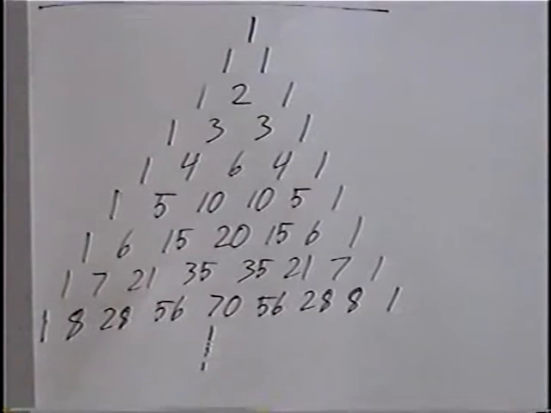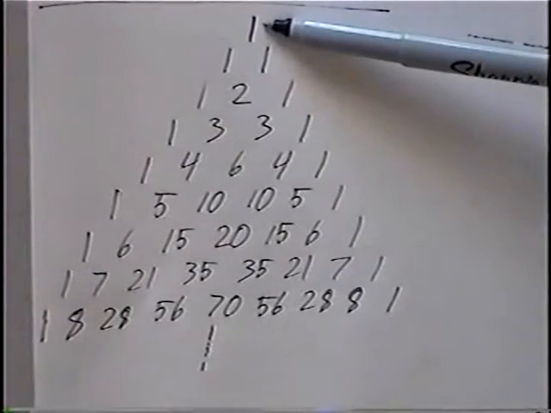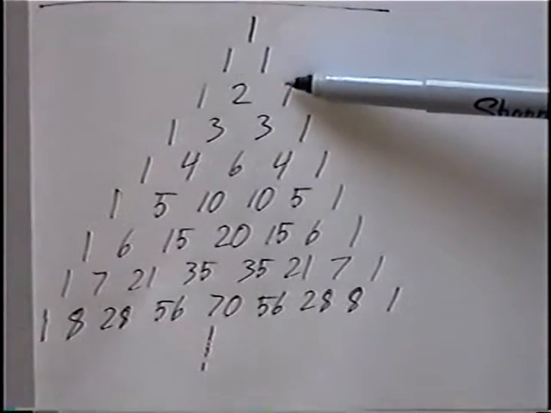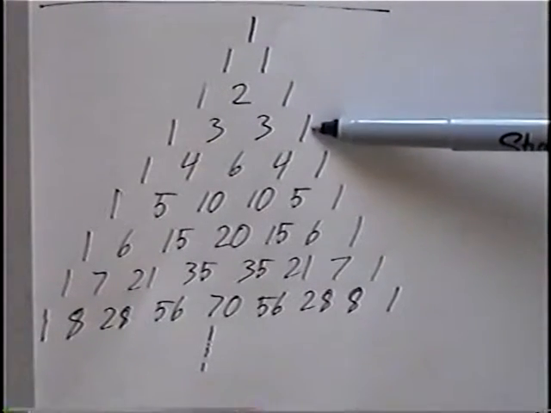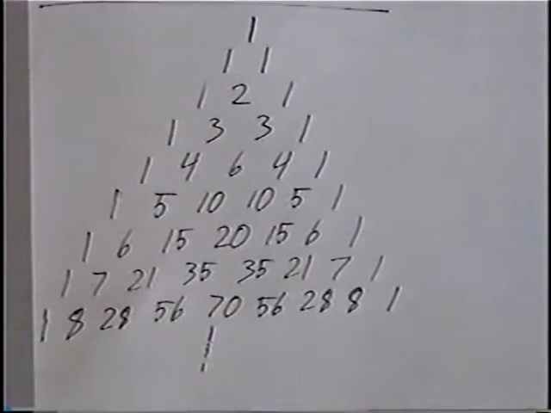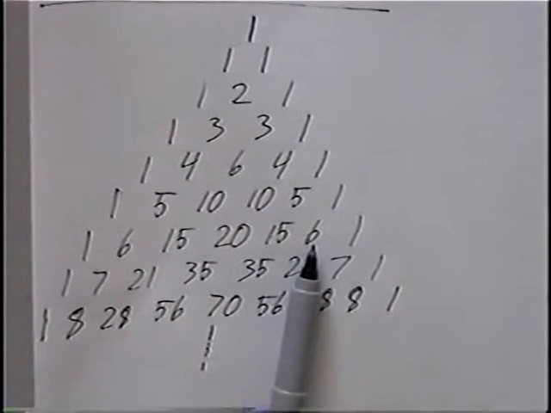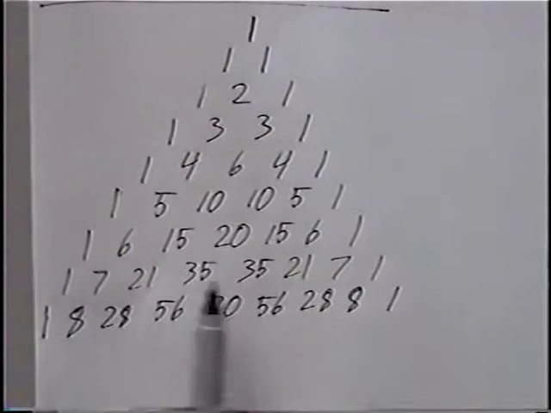Couple patterns on Pascal's triangle. Each row increases by 1 number. The first row has 1 number, second row 2 numbers, third row 3 numbers, fourth row 4 numbers. So the 9th row would have 9 numbers. Also, the triangle is perfectly symmetrical. Whichever number you have on one side, you have the same number on the other side.